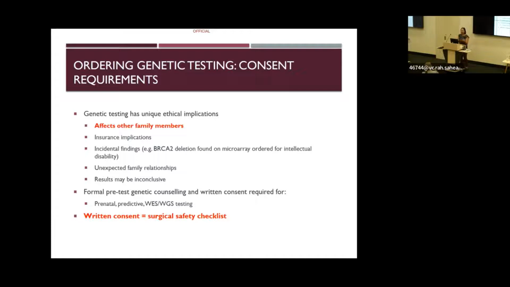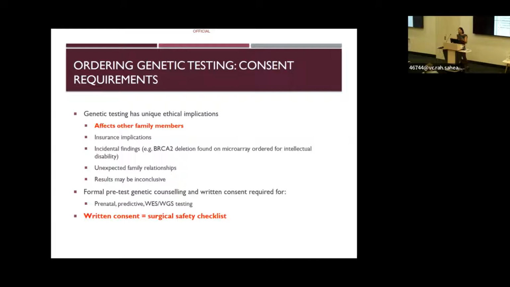And then, of course, with genetic testing, just like with radiology, we can have incidental findings. So an example we had earlier this year, we actually found a BRCA2 gene deletion on a microarray that was ordered in a child with intellectual disability. Totally unrelated to the reason for testing, but a very significant and clinically actionable finding. Also potentially has a lot of implications if it was inherited from one of his parents. Then with genetic testing, as we euphemistically say, it can discover unexpected family relationships, aka dad is not dead. So always important to discuss that.